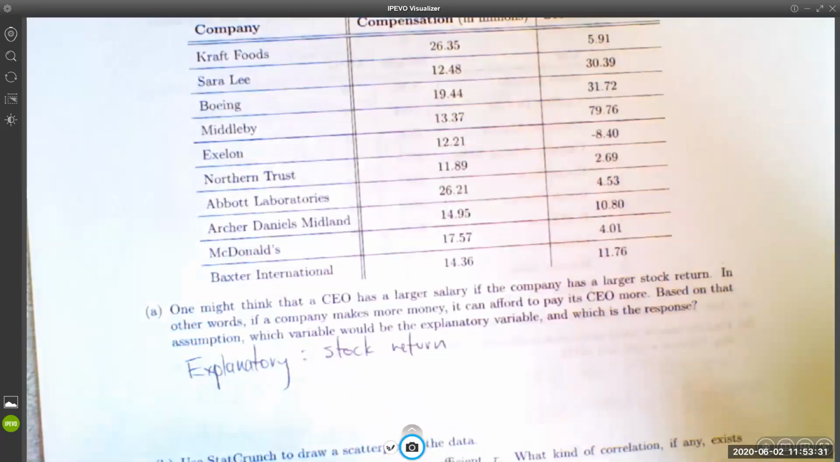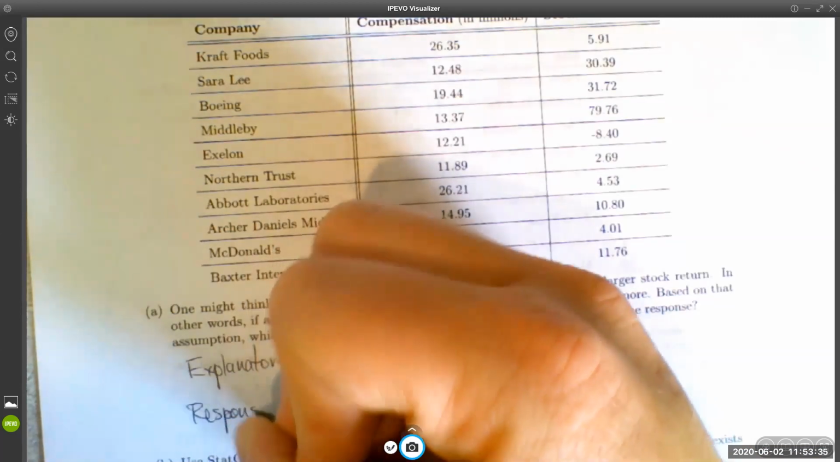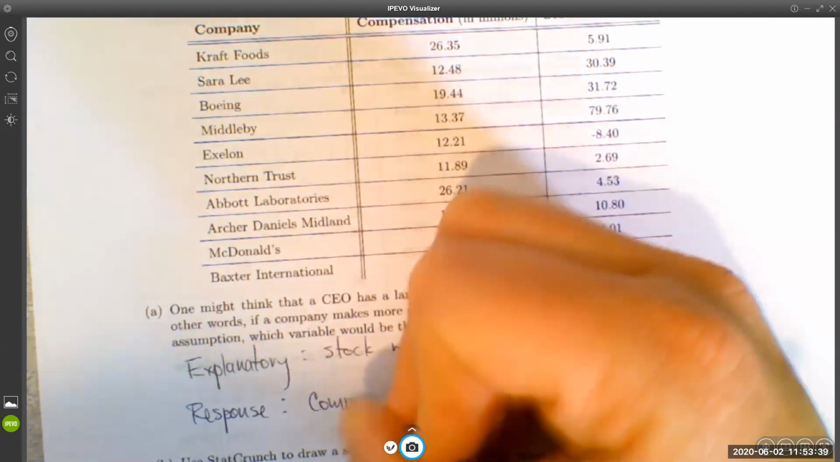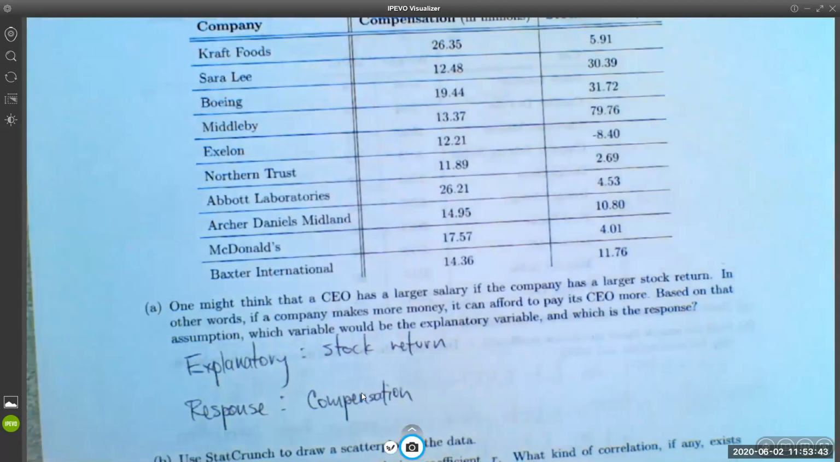The stock return would be the explanatory variable, and the compensation would be the response.